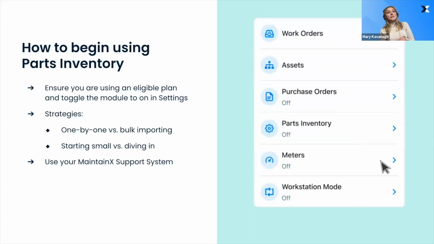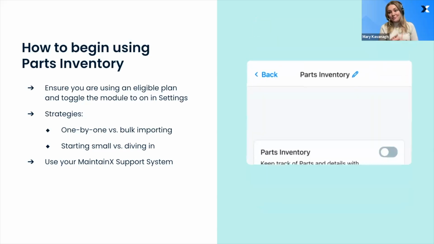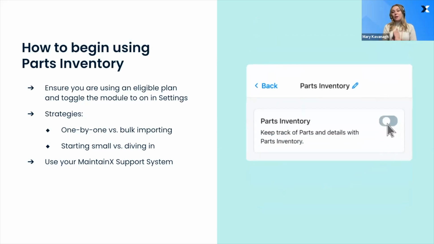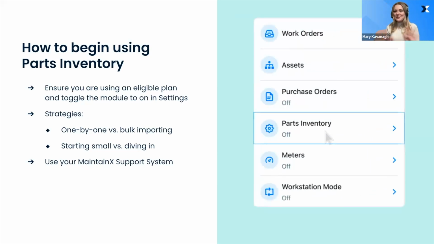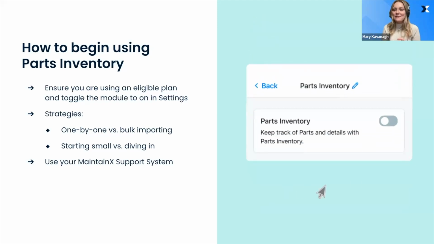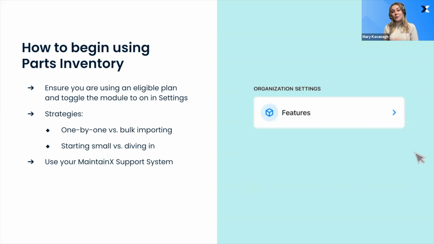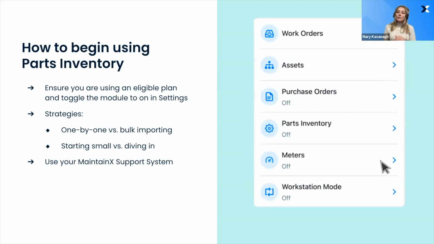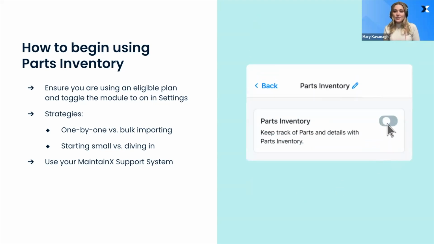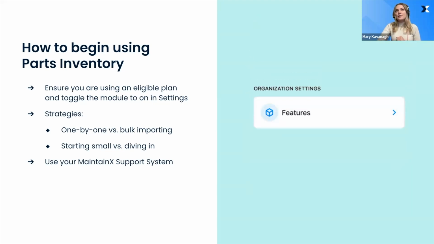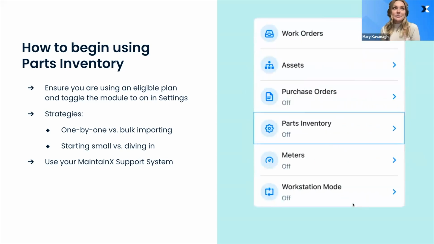So firstly, how to begin using parts inventory. We need to make sure you're on an eligible plan. Parts inventory is available on Premium and Enterprise MaintainX plans. If you are an Essential customer, don't worry, don't panic. You don't have to drop off the webinar right now. Reach out to your account manager and discuss it with them. They'll go through the options with you. As soon as you know that you are eligible, that you have that available in your plan, you head into your settings, into parts inventory, and just toggle it on. You can see through our visual on the side here, that's how we would get that done.